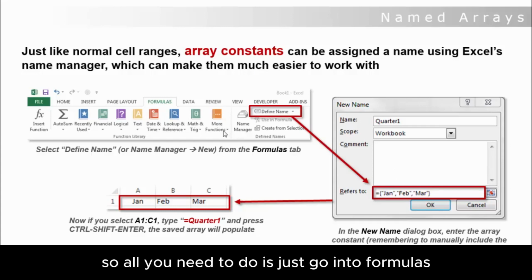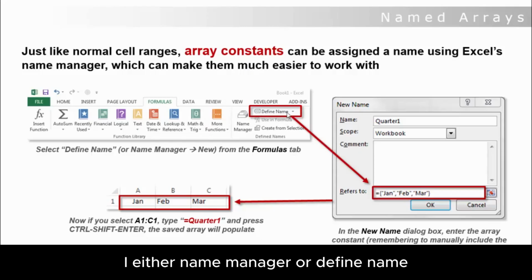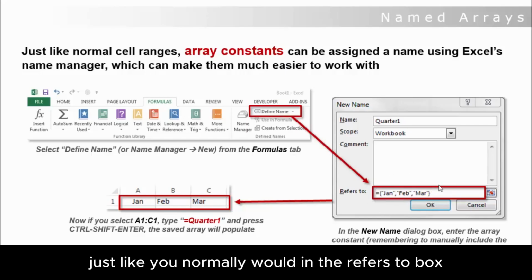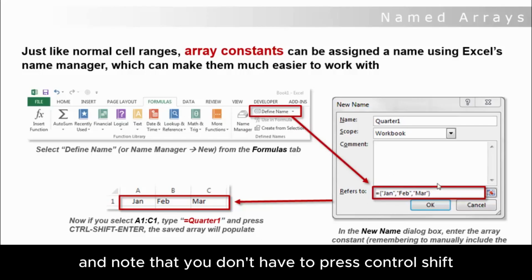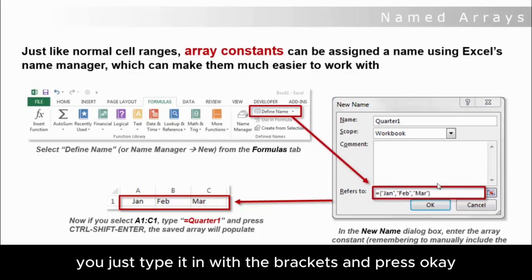So all you need to do is just go into formulas, either name manager or define name, create a name for your array constant, and then type it just like you normally would in a refers to box. And note that you don't have to press Control-Shift-Enter here. You just type it in with the brackets and press OK.